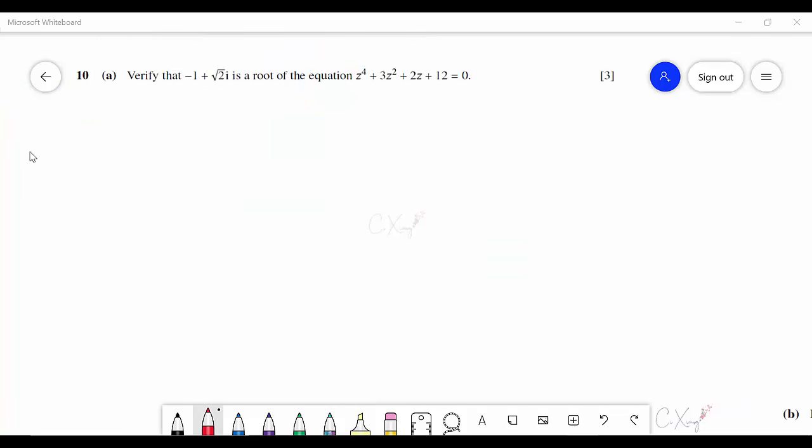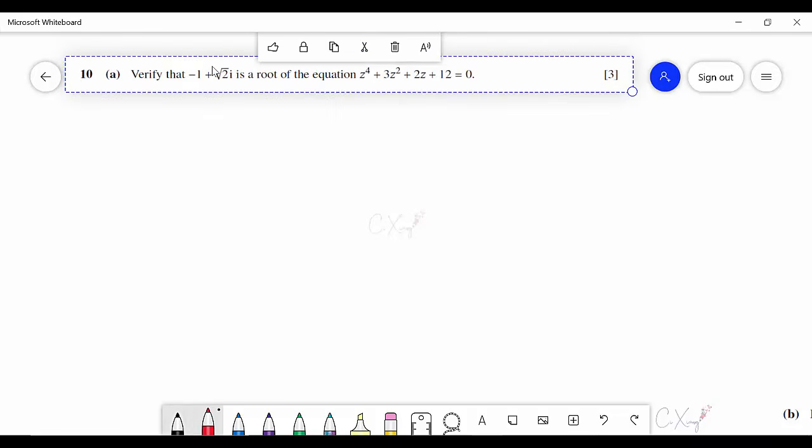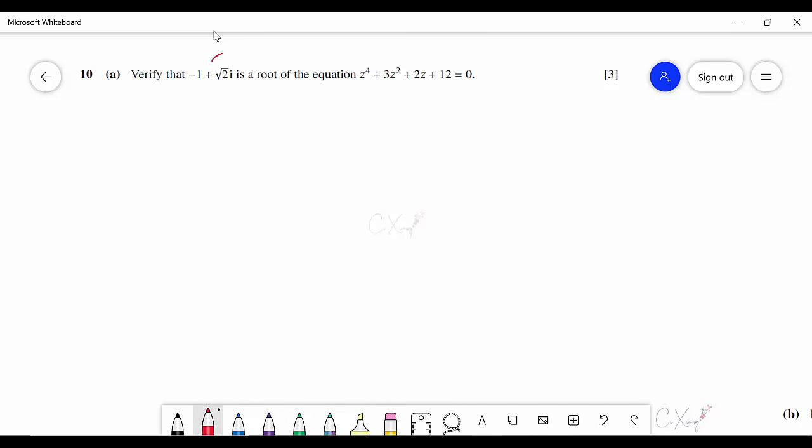Okay, so we come to the very last question for this paper. For part A of question number 10, they want us to verify that this is a root of the equation. Which means that this is actually the z, if it is a root. So first of all, what you need to do is find the z square and also the z power 4 first.